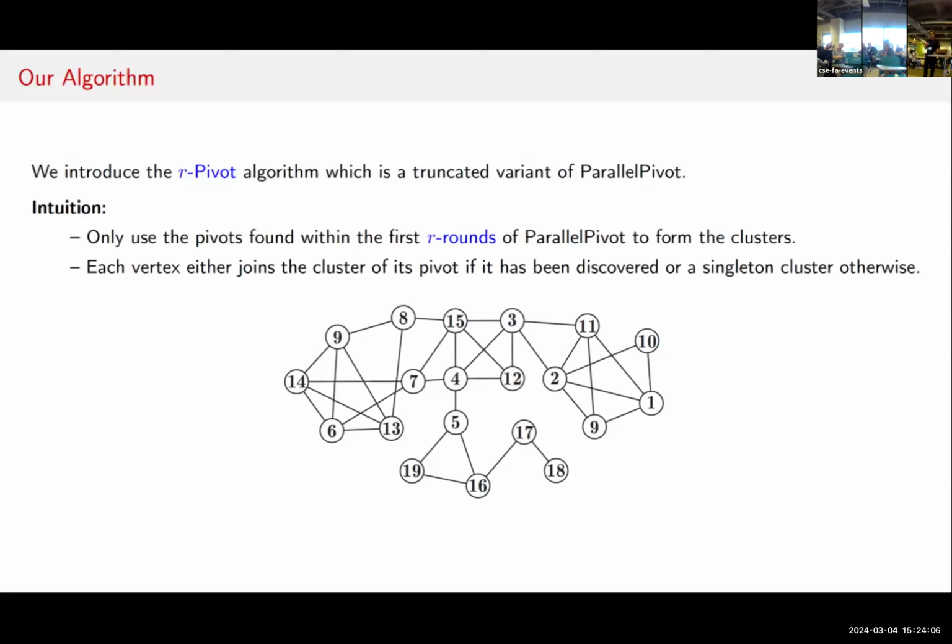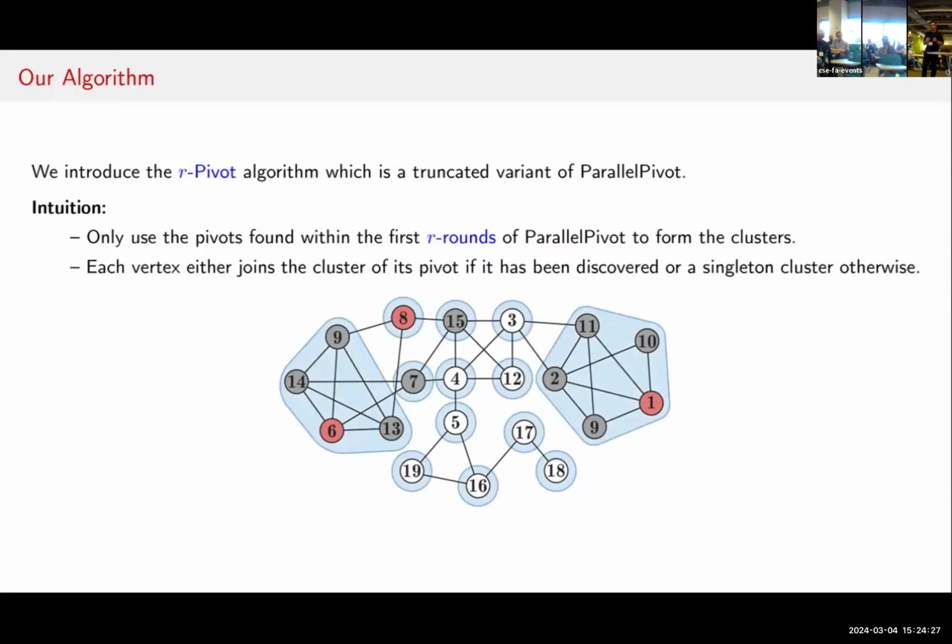So we will take the local minimums, that would be 1, 8, and 6. We know that their neighbors are not going to be pivots, but we have no idea if the white remaining vertices are going to be pivots or not. So we want to now form the clusters. Every pivot that we find starts a cluster, and a vertex joins the cluster of a neighboring pivot if it is sure that it's going to be its pivot.